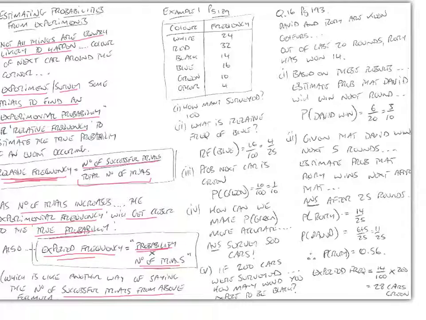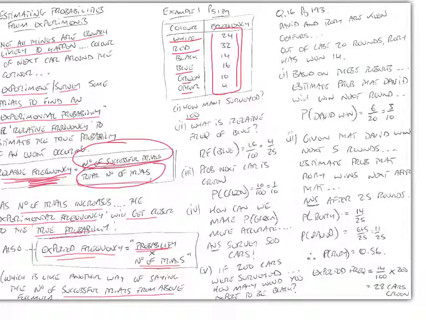So some guy stood on a corner and he counted how many white cars came, how many red, black, blue, green, and other colours. So he noted the frequency of them occurring. The first question is how many cars were surveyed? Well, you add all of these up and you get 100. Then we're asking what's the relative frequency of a blue car? Well, the relative frequency, from the formula, is the number of successful trials, the number of blue cars, divided by the total number of trials. That gives us 16 blue cars from the table, over 100, which is 4 over 25.